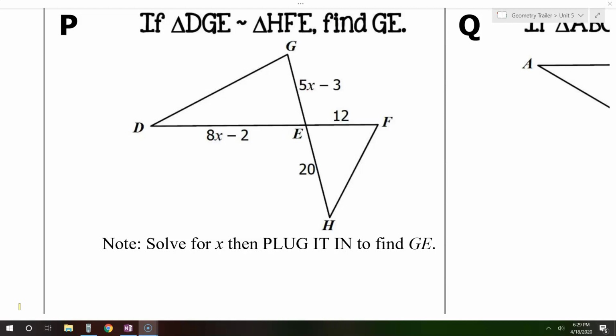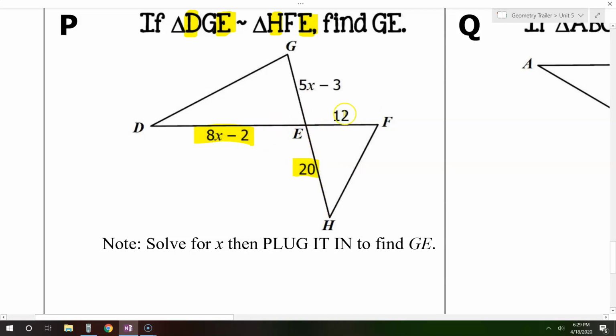Matching up the corresponding sides. All right, don't assume which sides correspond. Maybe the 8x minus 2 goes with the 12. Maybe it goes with the 20. We don't know is the point. So DE is right here. So DE is like the beginning and the end. That's going to correspond with HE. Okay, HE is right here. So turns out that these are corresponding.